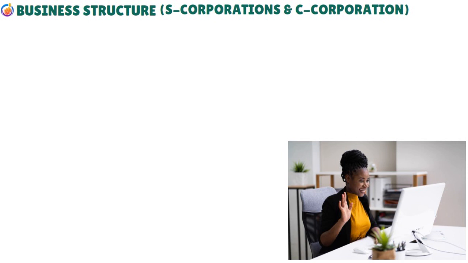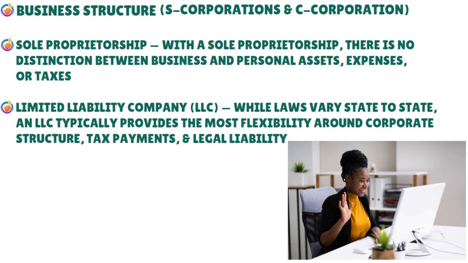Now, it's really important to understand the different business structures. When it comes to paying yourself, one factor to consider is how your business was set up in the first place. If you're wondering how a business owner pays themselves, a few of the most common ways are sole proprietorship. With a sole proprietorship, there's no distinction between business and personal assets, expenses, or taxes. While they're easy to set up, requiring minimal paperwork or approvals, there is little protection or tax benefits.